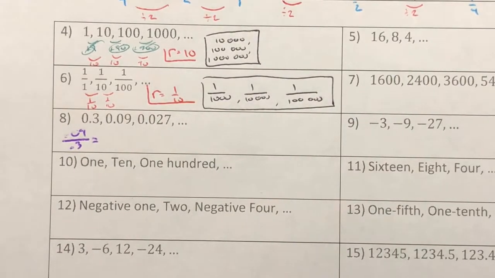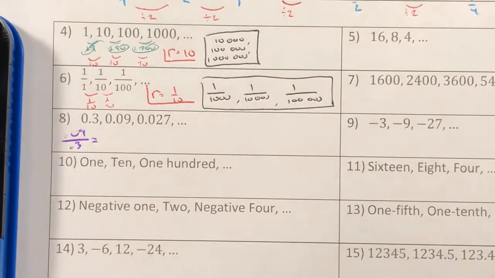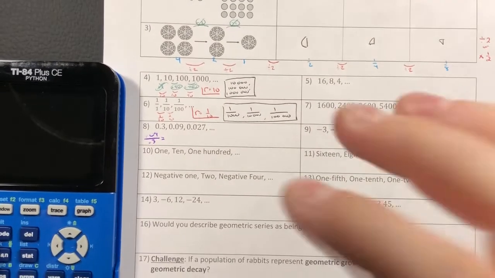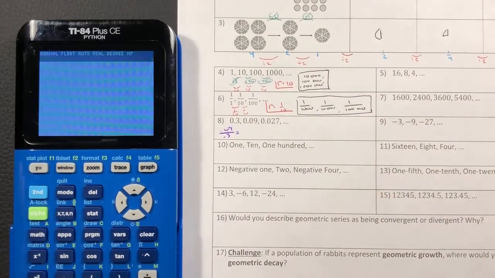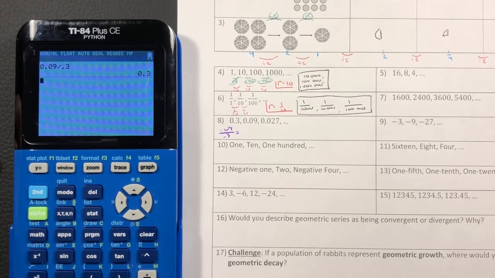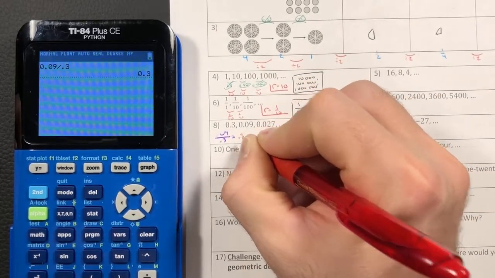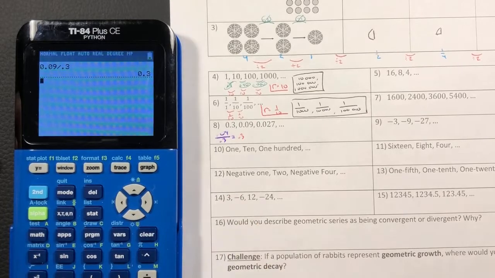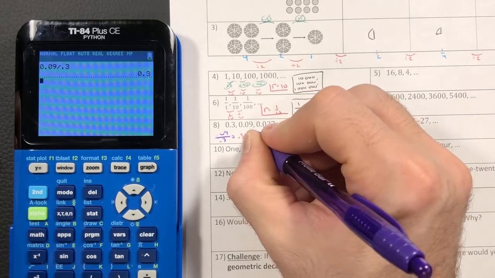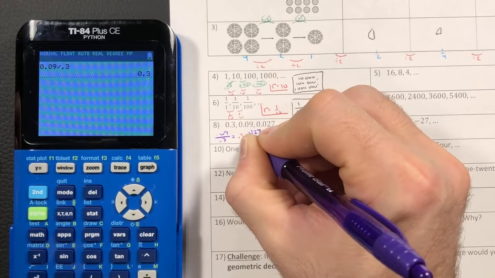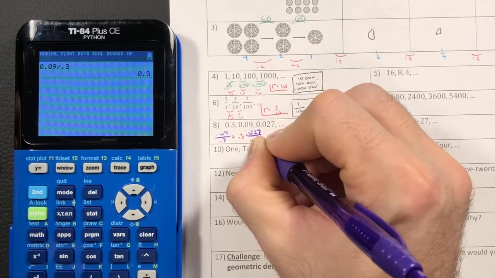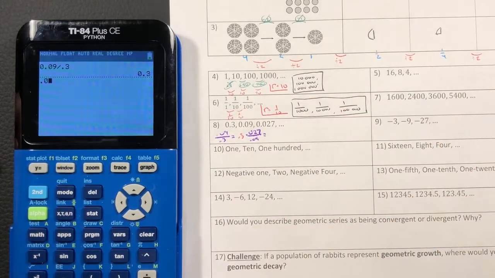So let's pull out our calculator. We're going to say, okay, 0.09 divided by 0.3, and we get 0.3. Okay, and then we're going to do that again for the next set of terms. 0.027 divided by 0.09 is again equal to 0.3.